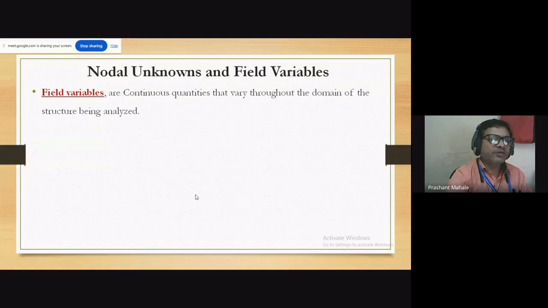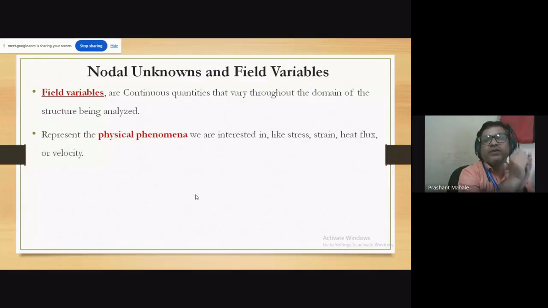Actually, I discussed field variables previously, and I'm just revising the thing again. At that time I discussed in brief. Here we will go into some details. Field variables are continuous quantities that vary throughout the domain of the structure being analyzed. In simple words, field variables are just the parameters which we are going to measure during the analysis or at the end.